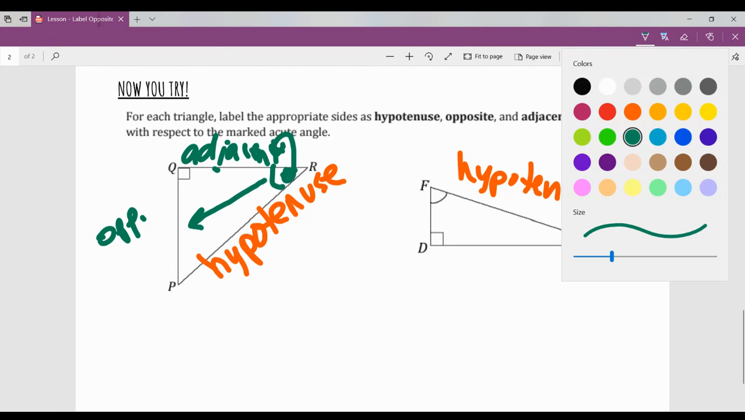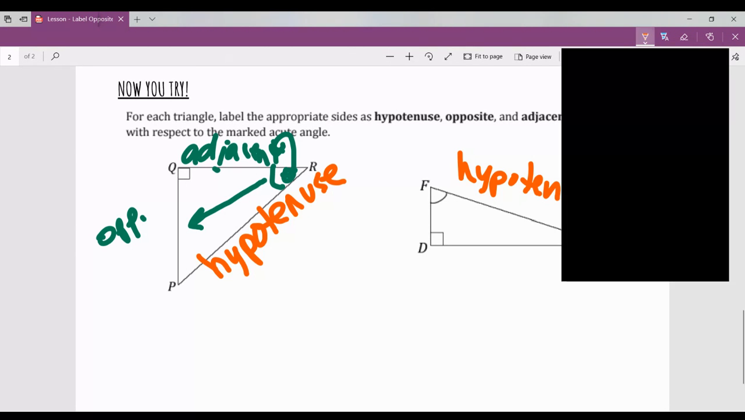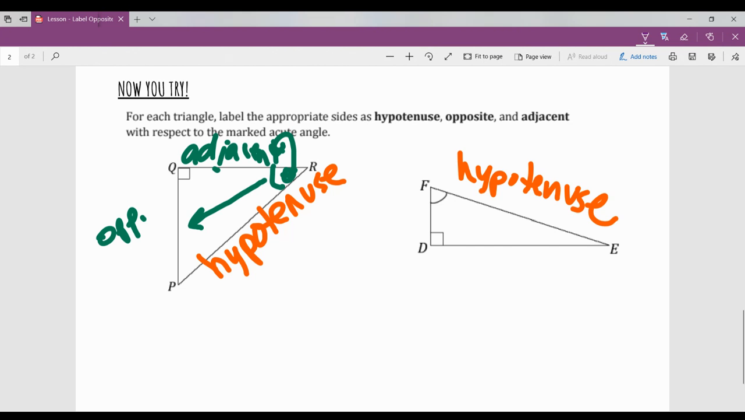I'm then going to look at my other example here. Ooh, I think I picked orange again. All right, so here's angle F. I'm going to put a theta there to make clear that that's the reference angle I'm using. So opposite, or across from that, would be DE. And so next to, adjacent to, touching that angle F, which is not the hypotenuse, is FD.